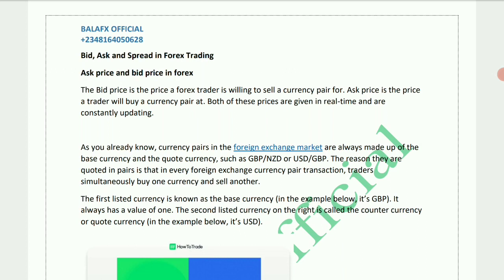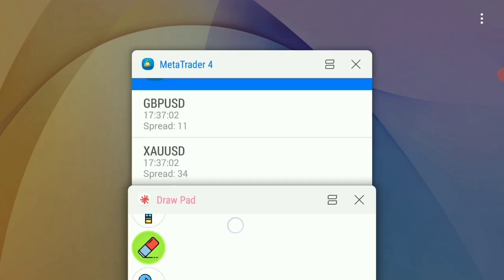The ask and bid price. The bid price is the price a forex trader is willing to sell a pair. Bid price is the price you are ready to sell. Did you hear? Bid price is the price you are willing to sell. In other words, let me use this terminology.